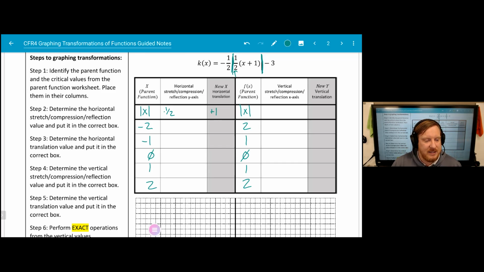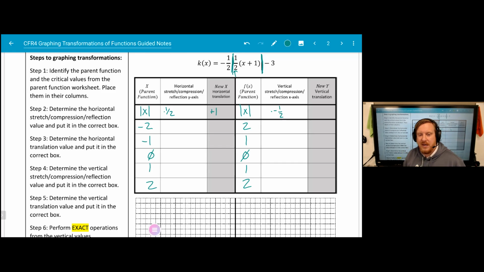That was the horizontal value. Step 4 says determine the vertical stretch, compression, reflection value and put it in the correct box. Is there something multiplying out front? Yes, it's being multiplied by negative half.